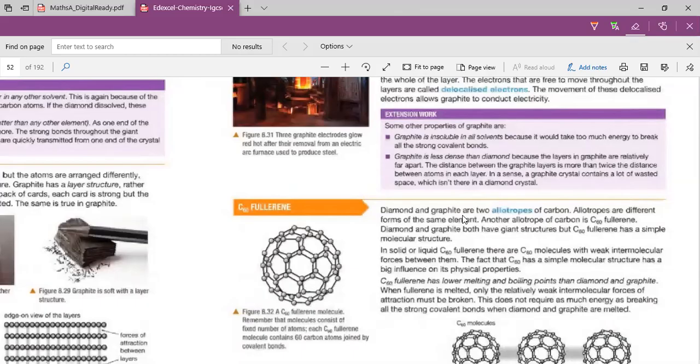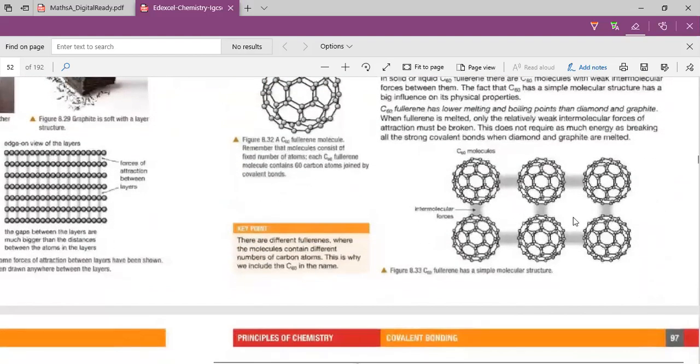So let's look at the physical properties of fluorine. They have lower melting and boiling points than diamond and graphite. We say that fluorine is melted only, and I repeat again, only the relatively weak intermolecular forces of attraction must be broken. Those intermolecular forces of attraction are the only thing you need to break. It does not require as much energy as breaking the strong covalent bonds in diamond and graphite when melting.